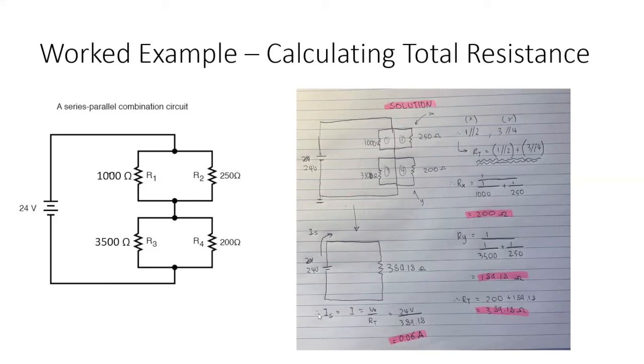To find the total current drawn, we just use Ohm's law, I equals V over R, which would be 24 volts over 389.18 ohms, which is our total, which will give 0.06 amps drawn.